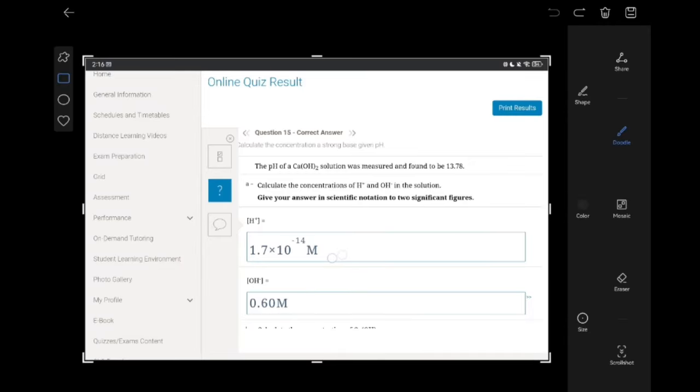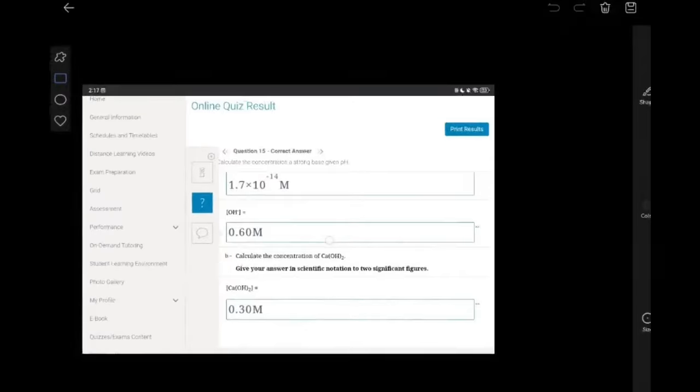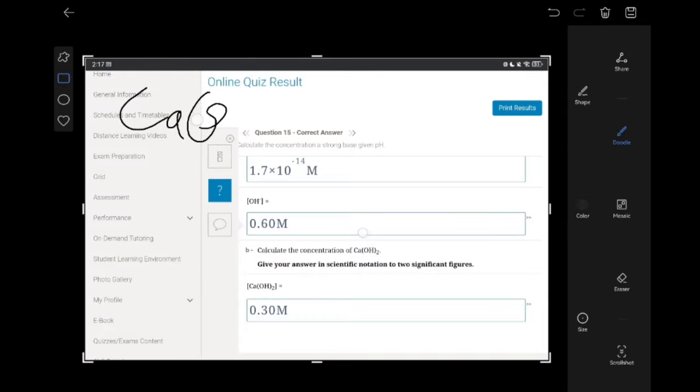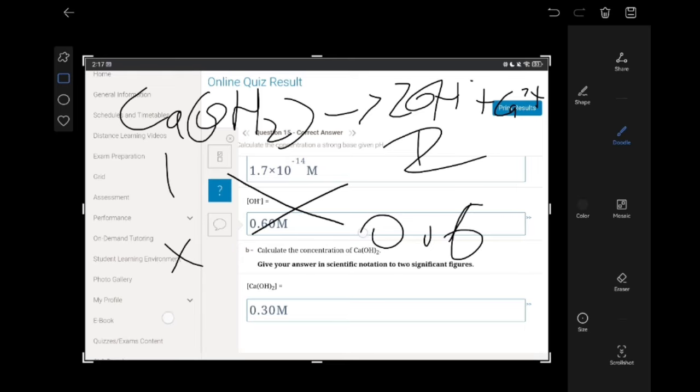Same thing, KW over whatever this is. So KW is 10 to a negative 14, 10 to a negative 14 over whatever this is. And you get it, yeah. So it's like that again. It's exactly like the last one. So because look, CaOH2 gives you 2OH minus plus Ca2 plus, 1 gives you 2, X gives you 0.6. Cross multiply, 2X equals 0.6, divide both sides by 2.